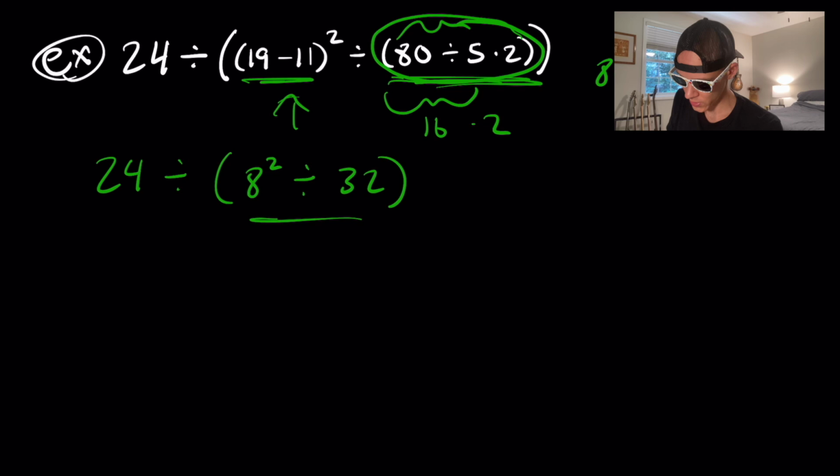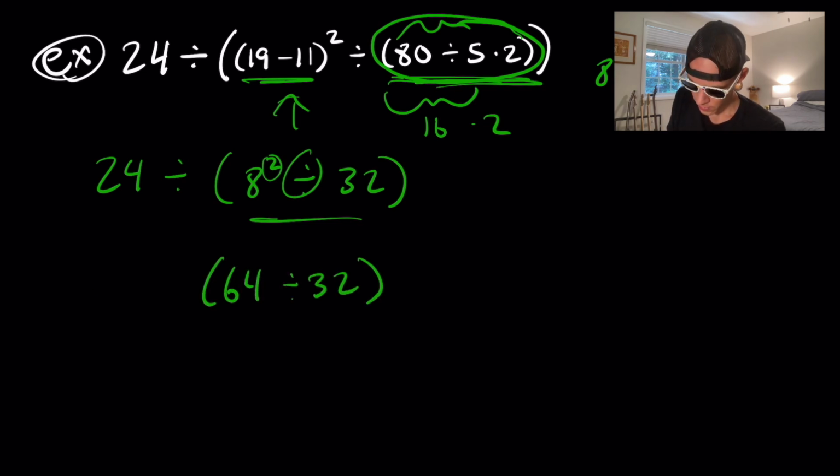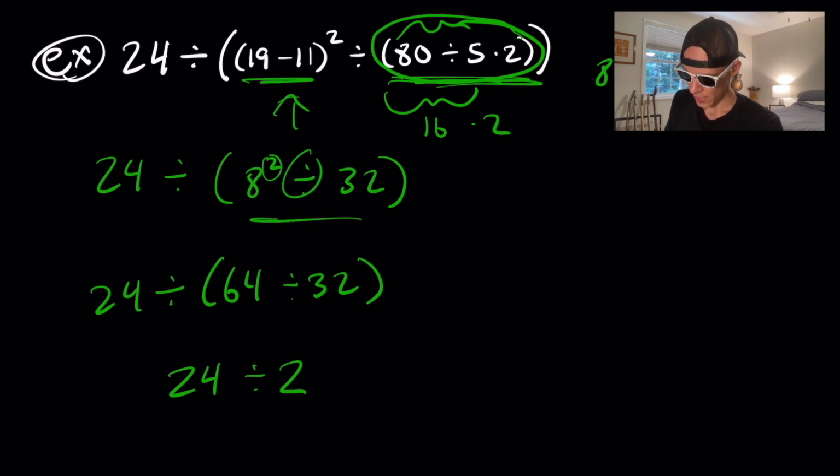Okay, so now we just have an exponent and some division in this parentheses. So I'll do the exponent first. 8 squared is 8 times 8, which is 64, divided by 32. And then I have 24 divided by that. 64 divided by 32, or 64 over 32, is 2. So we'll have 24 divided by 2. And then 24 cut in half is going to give us 12.